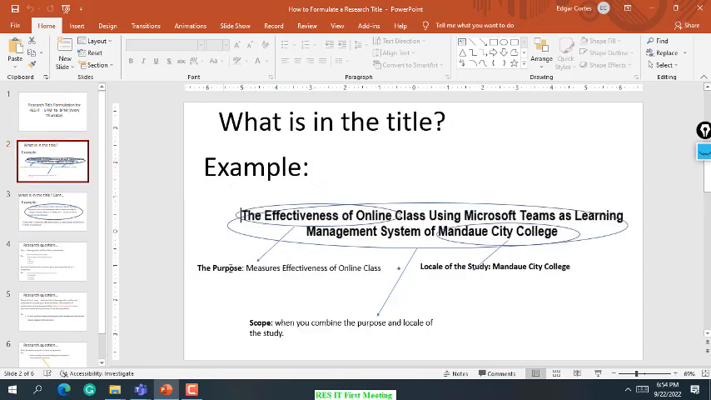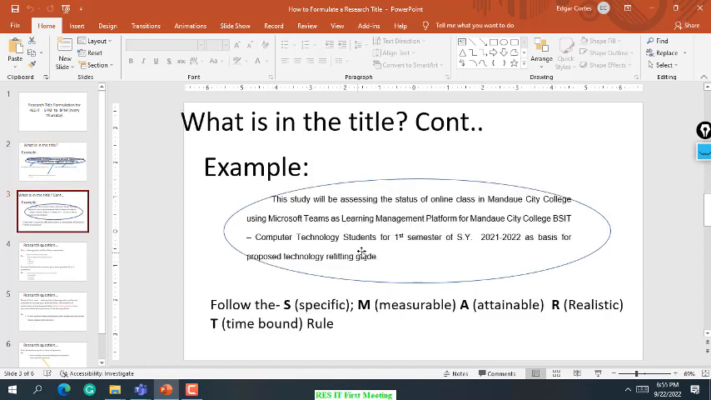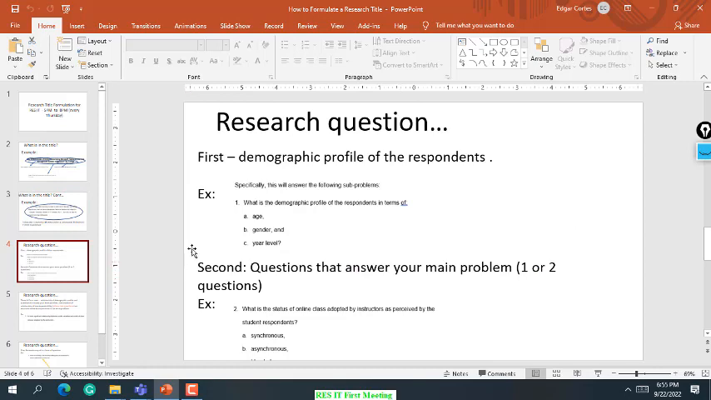So for the statement of the problem, the first paragraph should be like this. The study, in this example, will be assessing the status of online class at Mandawi City College using Microsoft Teams as learning management platform for Mandawi City College-based IT computer technology students, first semester, school year 2021-2022, as the basis for a proposed technology refitting guide. So the first question will be the demography of the students or the respondents, for example. And second, the one that answers the main question.